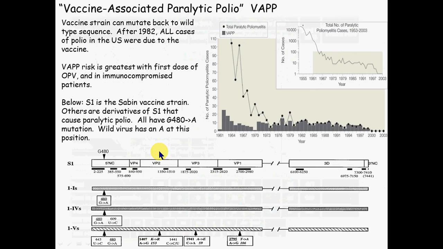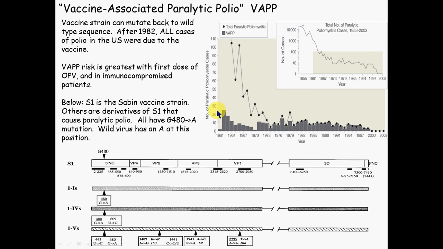Okay, so this oral polio vaccine is interesting in that it is not entirely safe. On the right-hand side here, this graph indicates the year on the x-axis and the number of paralytic polio cases. And the dots are total numbers of cases per each of these years, down to 0 in the U.S. And the bars, these gray bars here, are cases of paralytic polio caused by the vaccine. These are vaccine-associated paralytic polio.